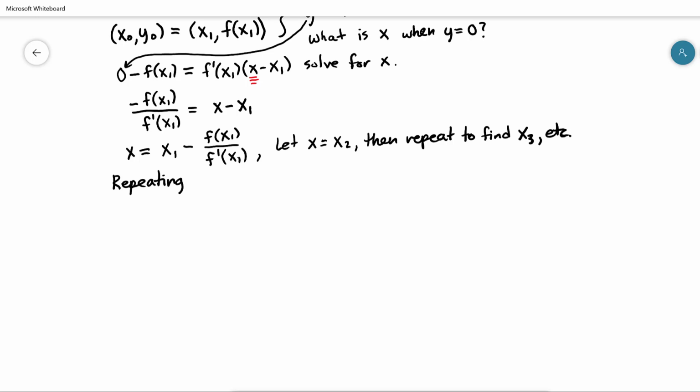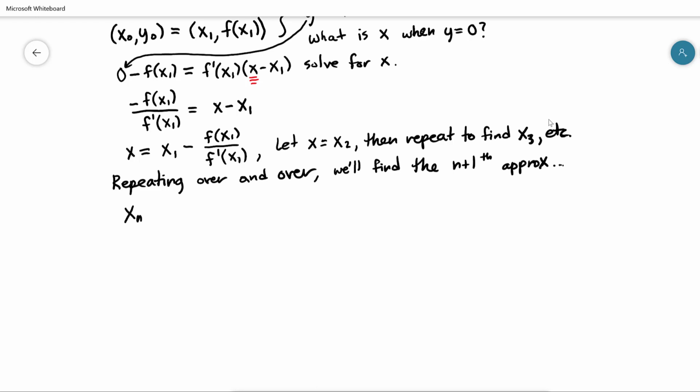So let's write it this way. If we repeat this over and over, we'll get a formula for the n+1th approximation. So instead of talking about the first guess, which was x1, and then our second guess x2, and our third guess x3, these are all successively better guesses for the root that we're trying to find. We'll find the n+1th approximation as follows.